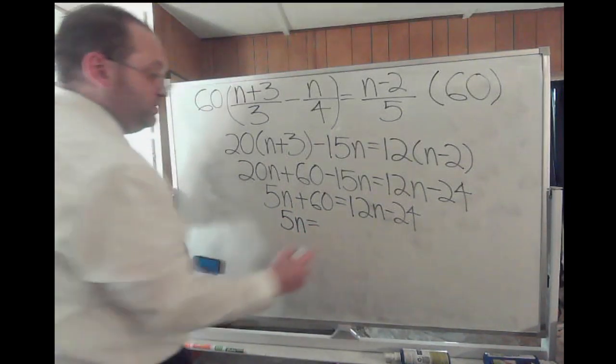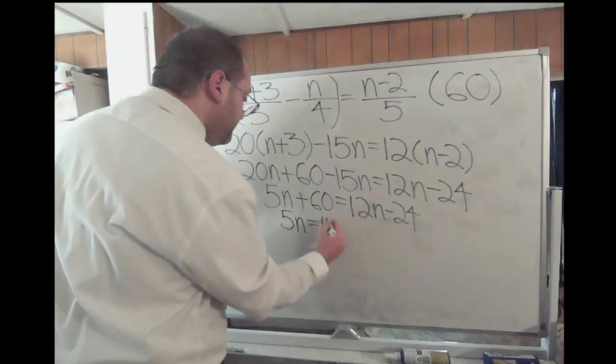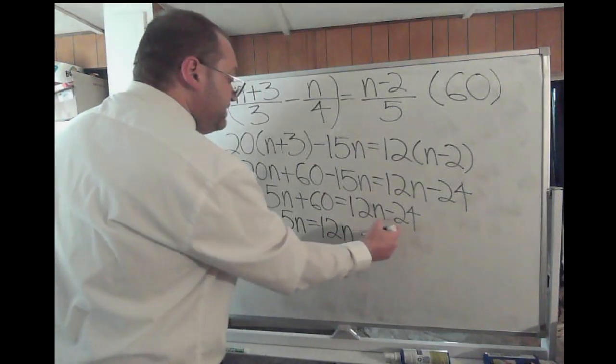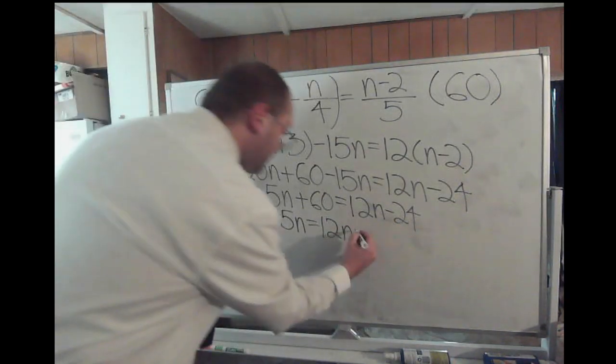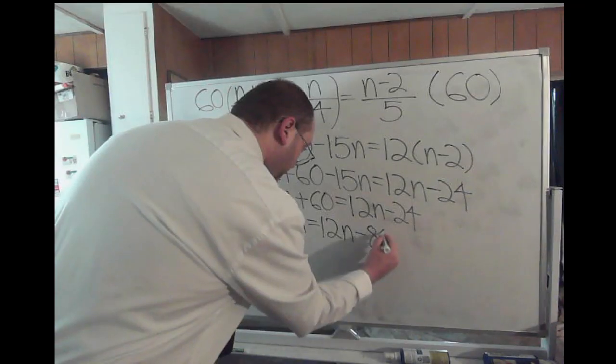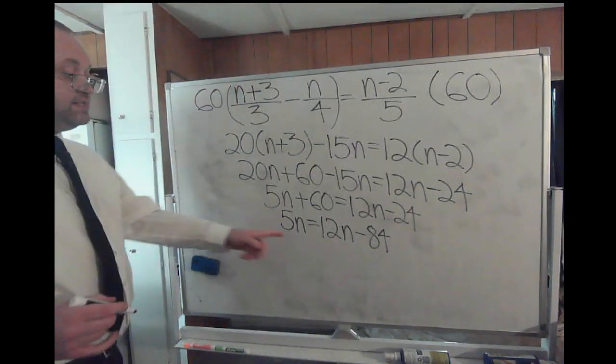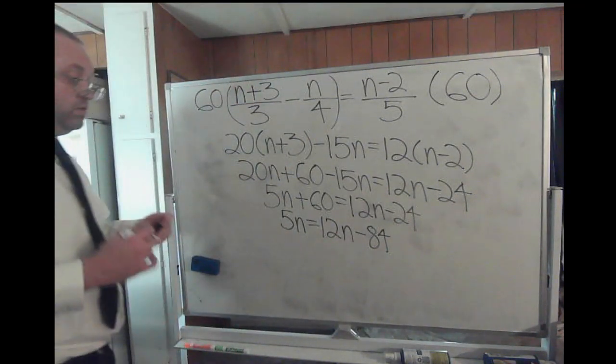That'll be equal to 12n. Okay, you still have the 12n. You have negative 24 minus 60. That would give you negative 84. So you have 5n is equal to 12n minus 84.